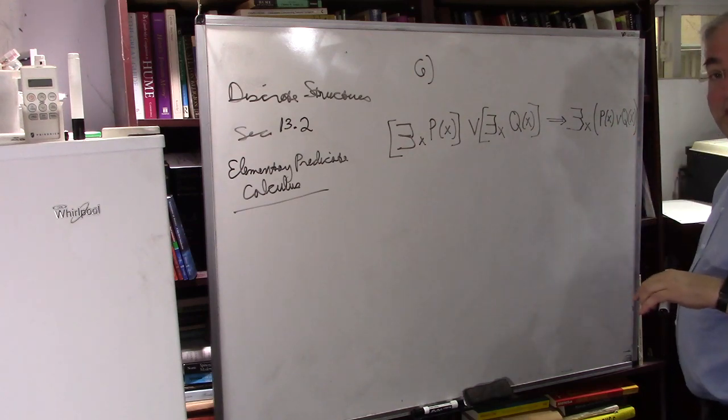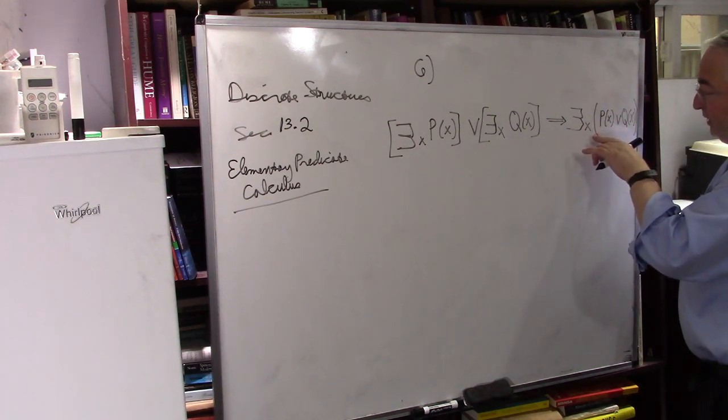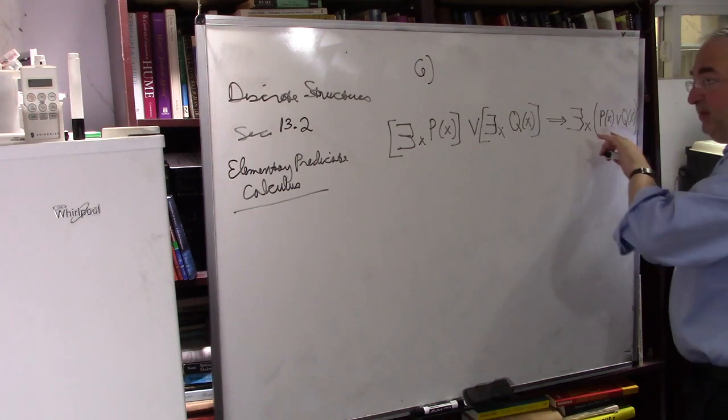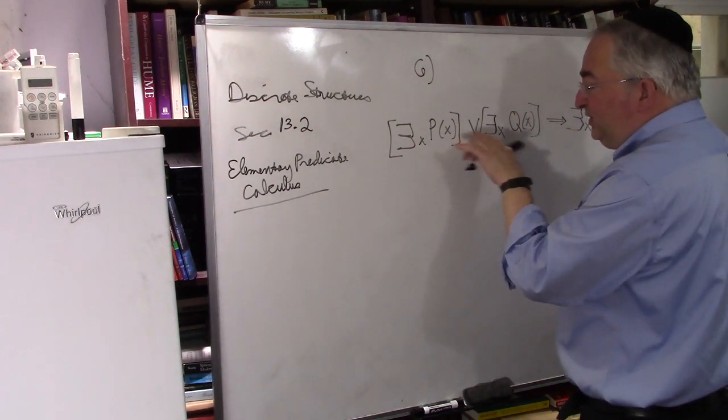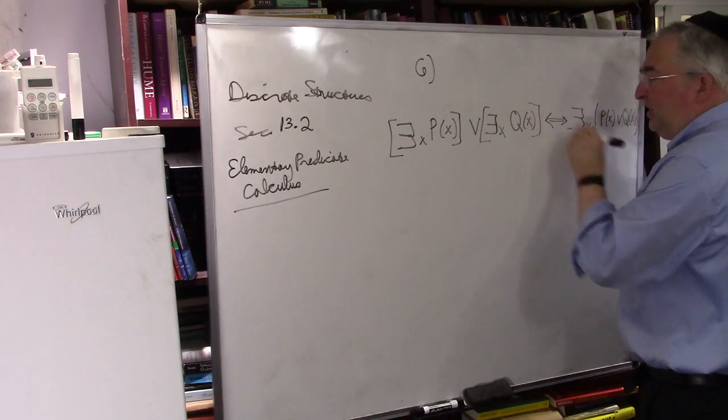But it goes the other way around. If there's one person in the class who's rich or handsome, that means that whatever he is, he is going to satisfy this. So this is satisfied.